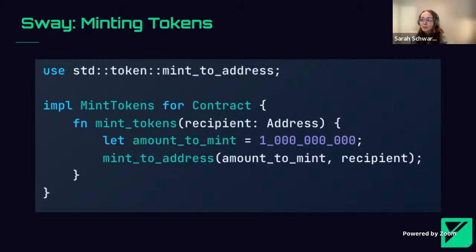If you're familiar with React, it's like how you can pull in useState or useEffect from React. You can pull in any function or any constant from the standard library out of the box. So we're pulling in this mint to address function, and we can mint native tokens out of the box to an address.